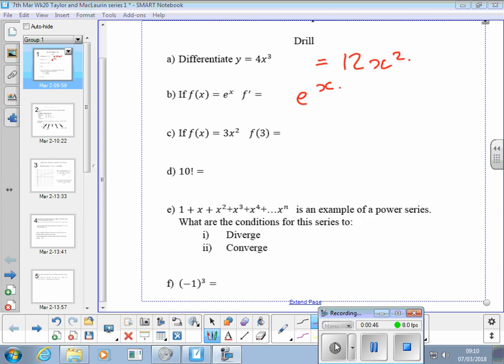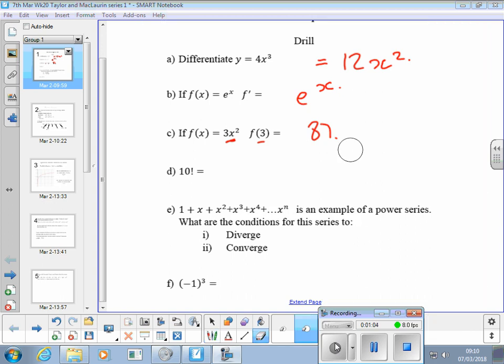No, this means what is the value of that function when x is 3? Was it 81? No, ain't that big. 27. Did you do it on 4x to the power 3? No. 9 squared. Ah, okay.